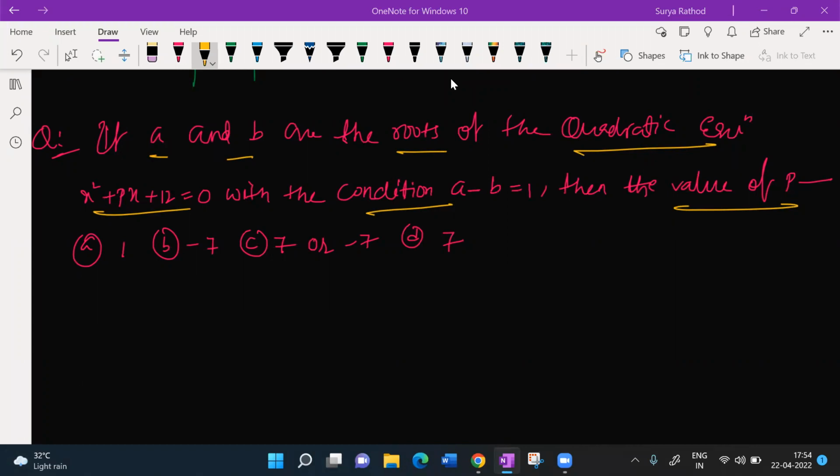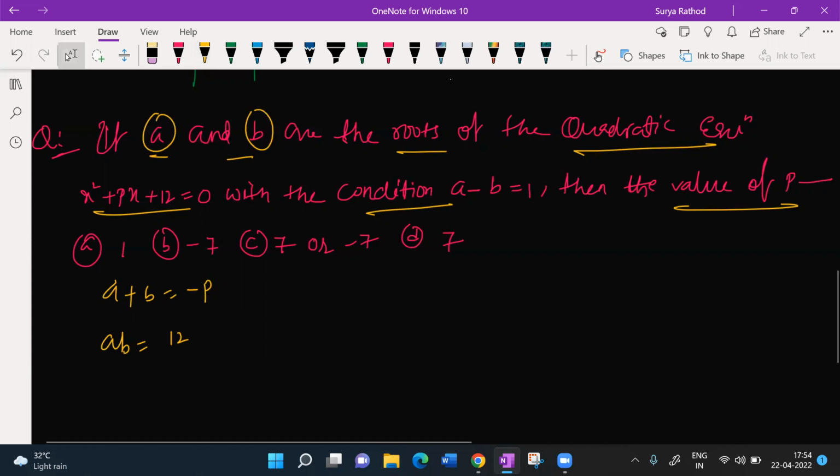Okay. A and B are the roots of the equation, this one, with the condition this one. A and B are the roots, so A plus B is what? Sum of these roots is minus B by A. B is what here? Minus B. B is what? P. Minus P by 1. A is what? 1. Great. So product of the roots is what? C by A. 12.